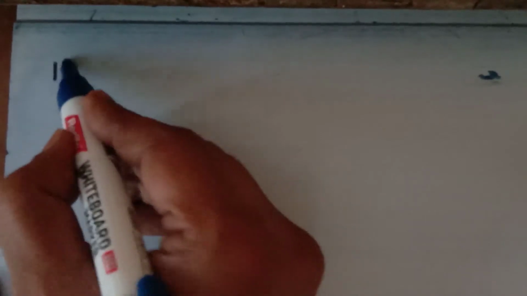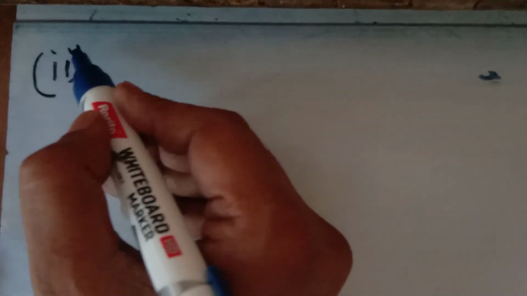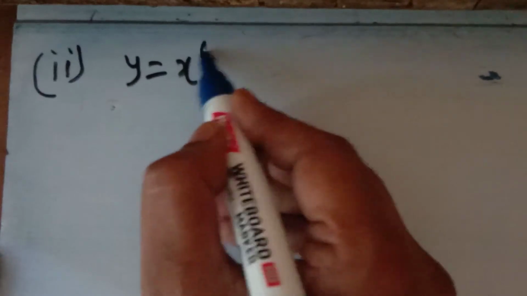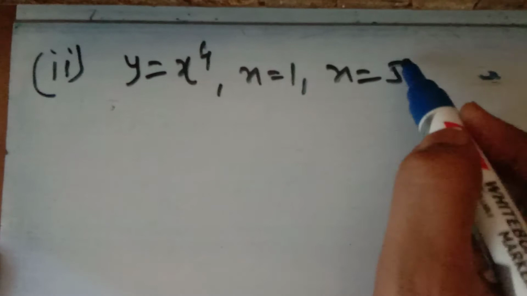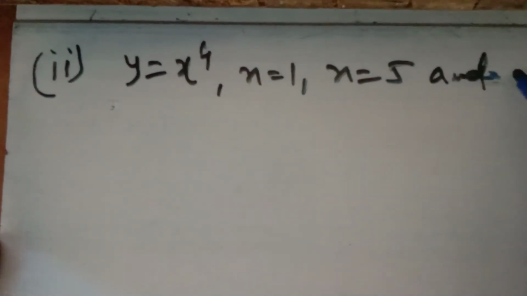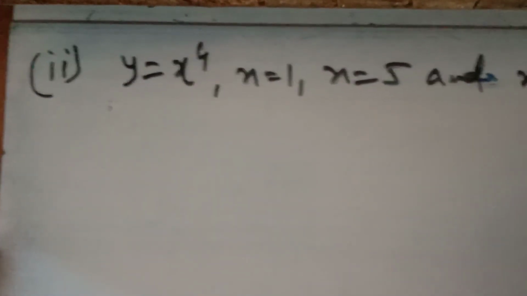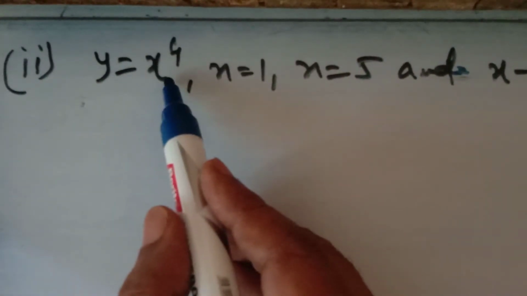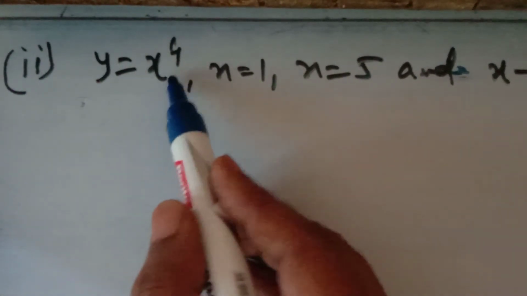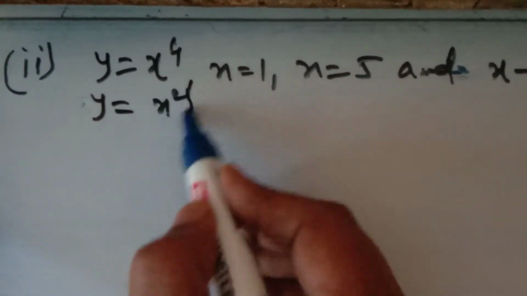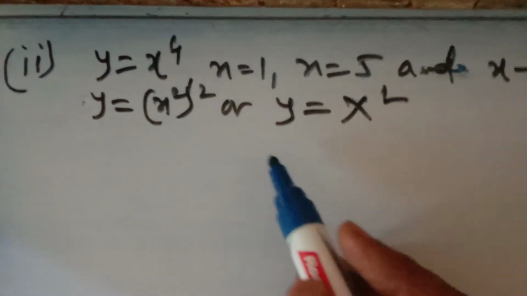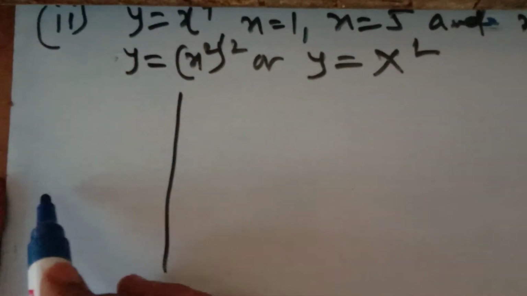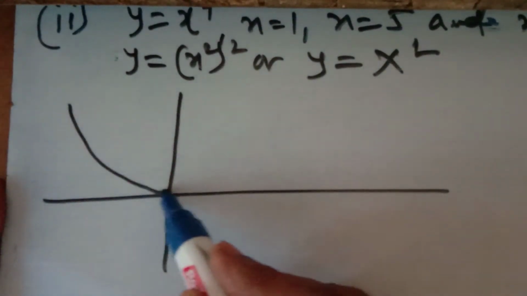Now the second part of this question number 1 is, we have y is equal to x to the power 4 and x is equal to 1, x is equal to 5, and x-axis, just the same as the first part. Instead of x square we have x to the power 4. When y is equal to x to the power 4, it again represents a parabola like this. Again, this is the parabola like this.